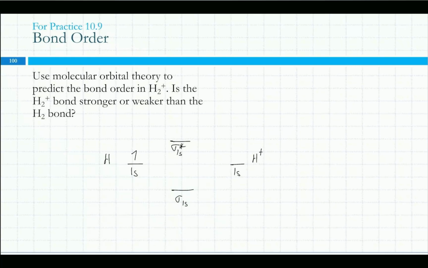So this hydrogen has 1 electron. How many electrons does H+ have? 0. So where do I put my 1 electron in my molecular orbitals? Down here.